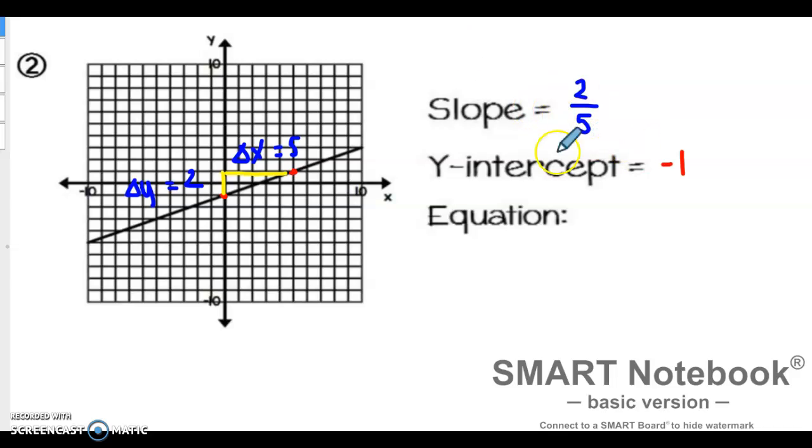And now we can use these two key features to write the equation. So our equation is going to be y equals 2/5, because that's the slope. So 2/5 x, and then minus 1, because that's the y-intercept. So y equals 2/5 x minus 1.